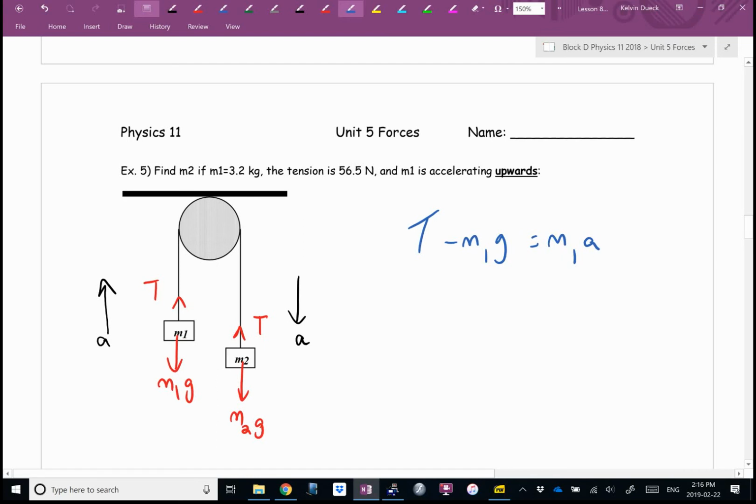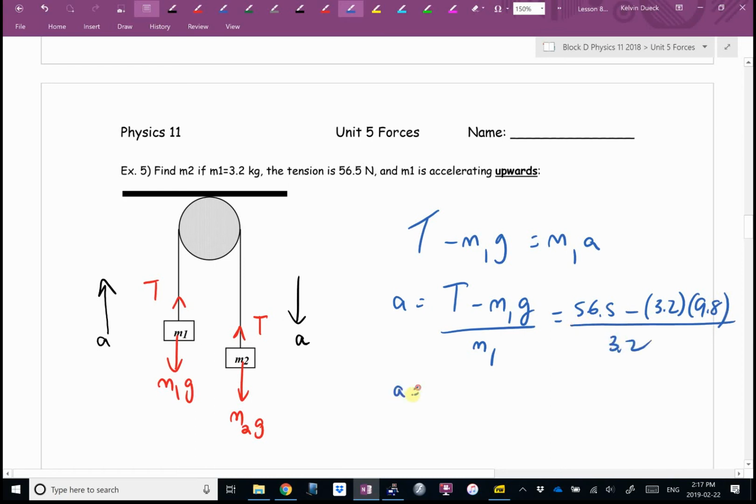Now, why is that nice? I can find A. How would I get the A by itself? A is going to be tension minus M1G all over M1. How big is tension in this question, Sam? I have to tell you that, otherwise this is not solvable. Minus, how big is M1? 3.2. How big is G? 9.8, divided by 3.2. Get your calculators out, folks. What's the acceleration here?